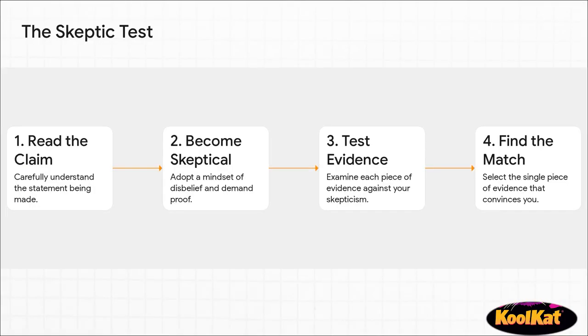It's just a simple 4-step process. First, you read the claim carefully. Second, and this is the most important part, you become a skeptic. You got to put on your detective hat. Third, you test every single piece of evidence against that skeptical mindset. And finally, you find the one perfect match that passes the test.